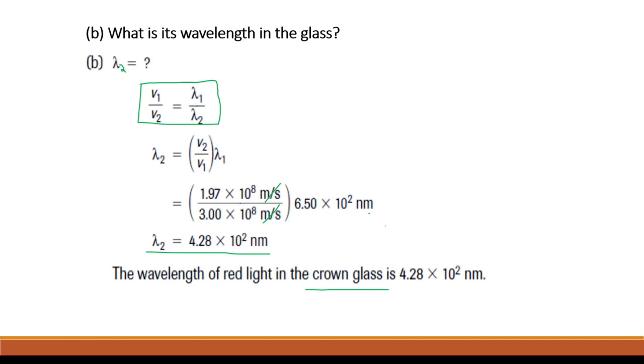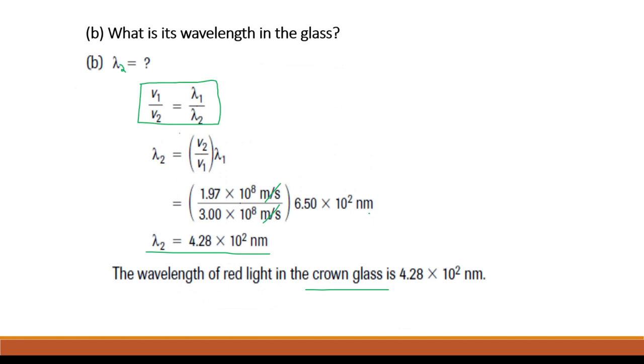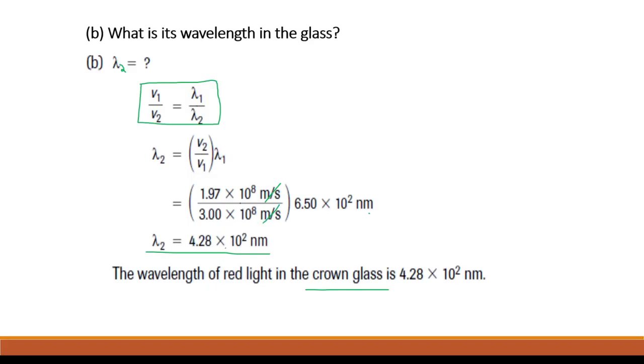And just a note, if you use Snell's law, since we had our refractive indices and we want to find the lambdas, since this is all equal, we could just use lambda 1 over lambda 2 equals n2 over n1 and solve for lambda 2 and just plug in the n's, and you would get the same answer. So that is also correct if you want to use the n's instead.